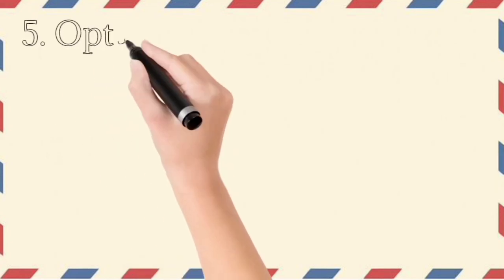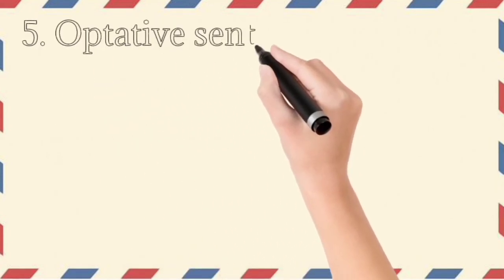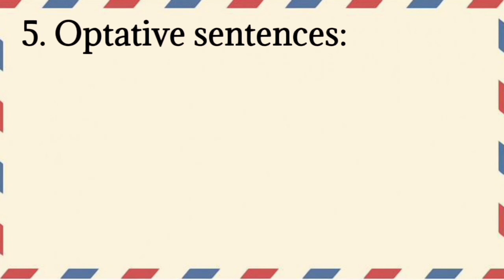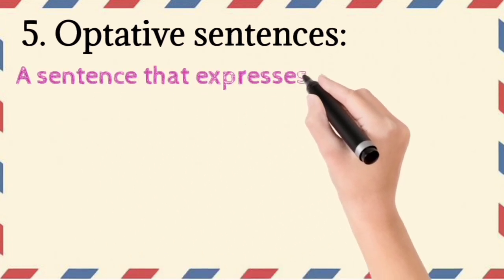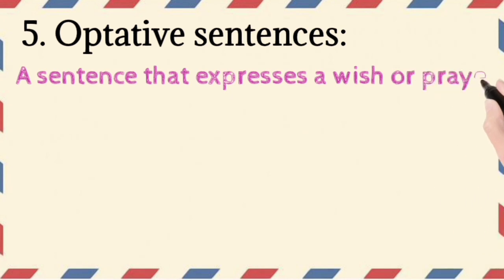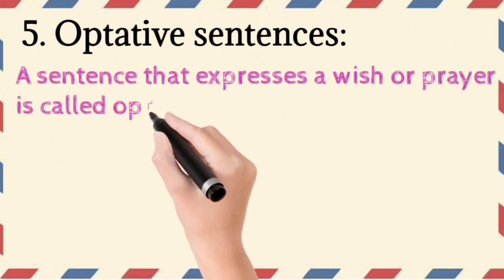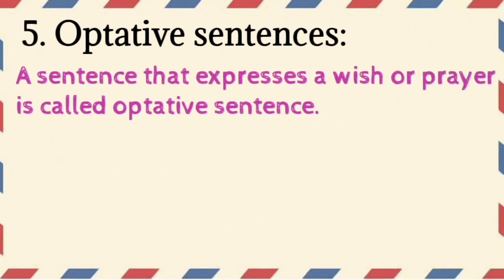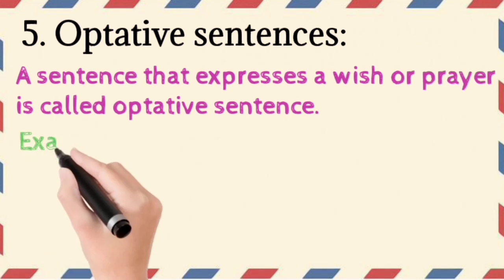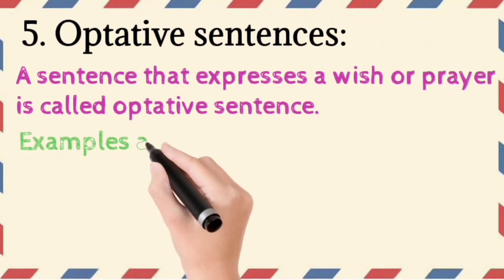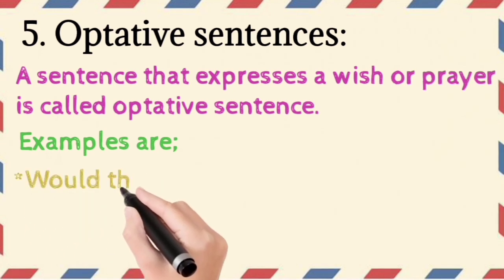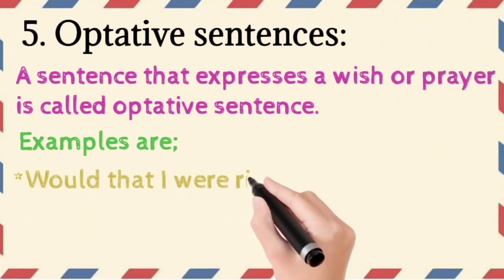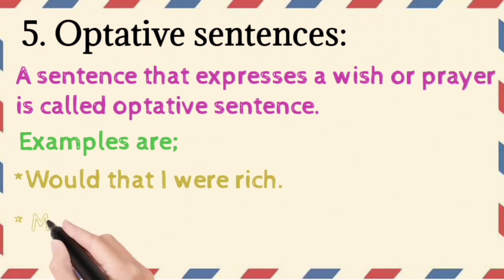The fifth one is optative sentences. A sentence that expresses a wish or prayer. For example, would that I were rich. May you live long.